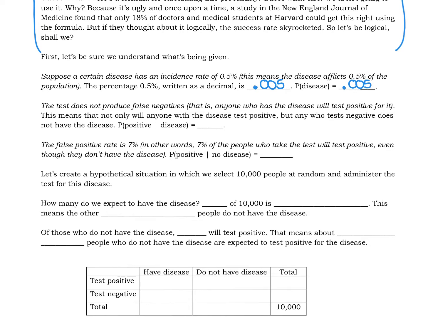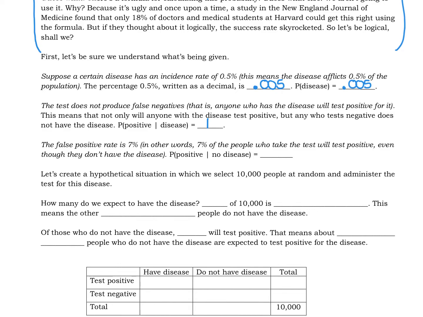The test does not produce false negatives. So what that means is that if someone has the disease, they're going to test positive, okay? There's no way that they're going to have the disease and then take a test and be told that they don't have the disease. So the probability that the person tests positive, given they have the disease, is 1. It's absolutely guaranteed: if they have the disease, they will test positive.